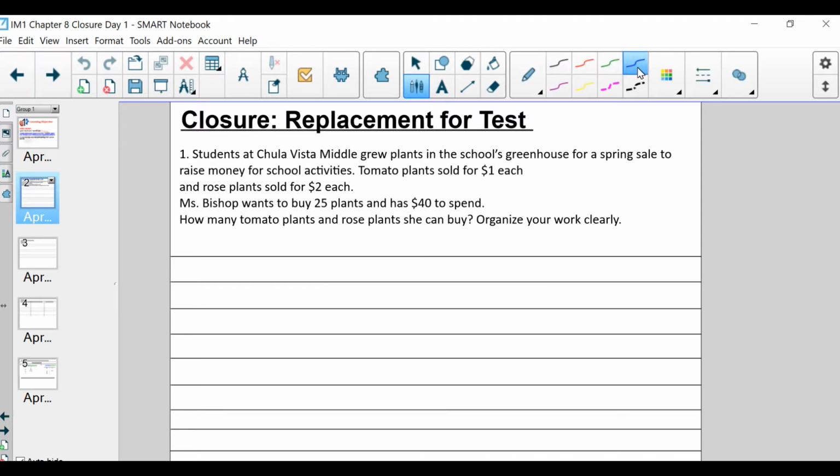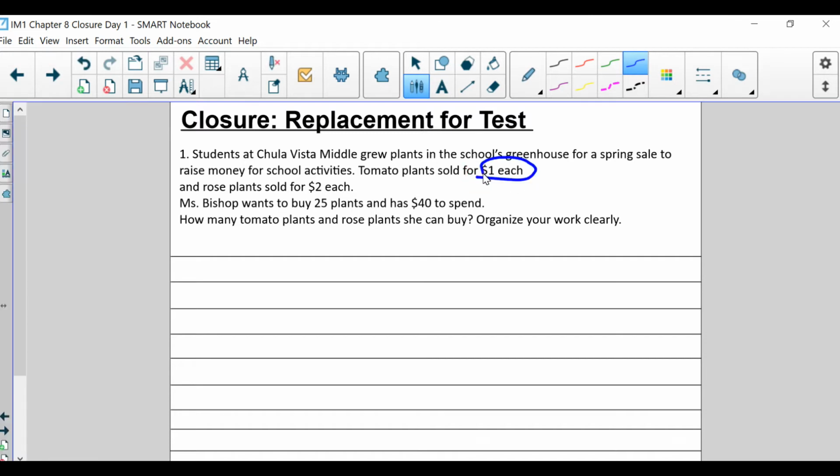First of all, we're talking about Chula Vista Middle School, our school, and we've got tomato plants that are selling for $1 each. I'm going to circle that. Then we have rose plants that sell for $2 each. And Miss Bishop wants to buy 25 plants, okay? And she has $40 to spend.